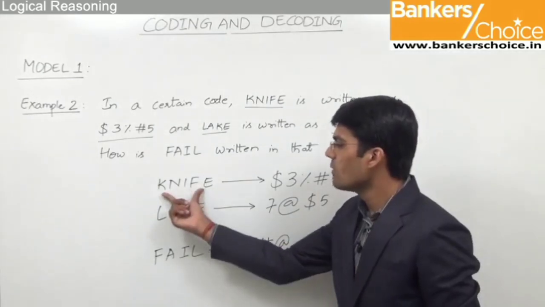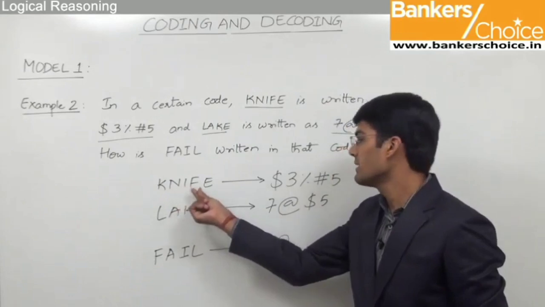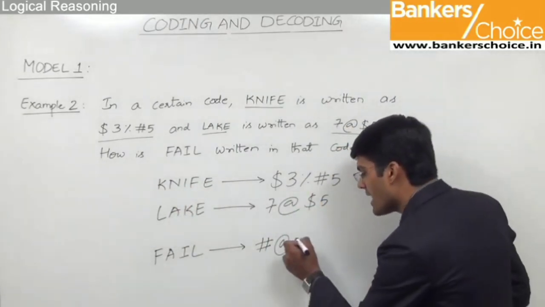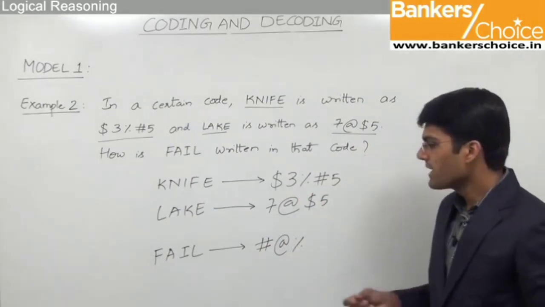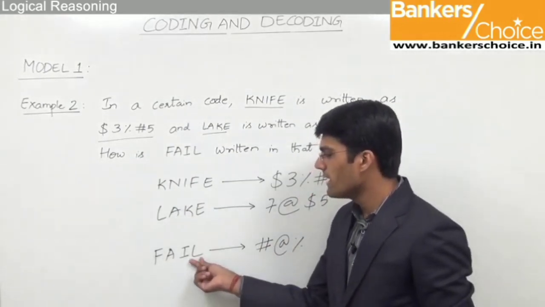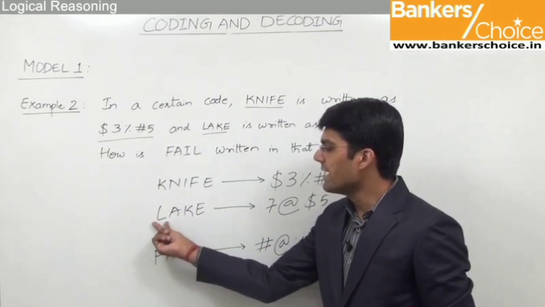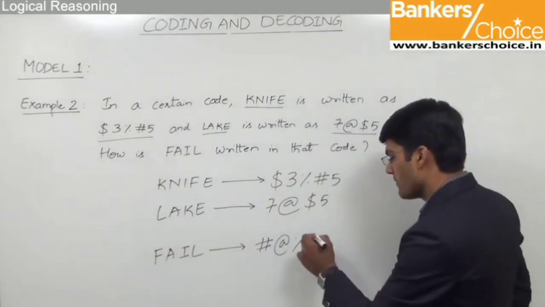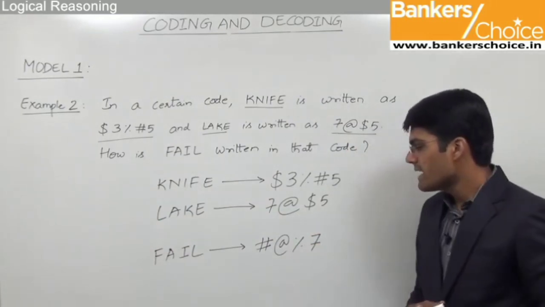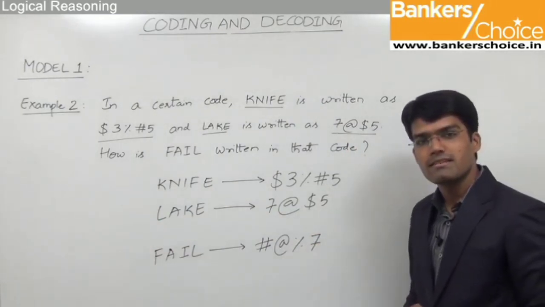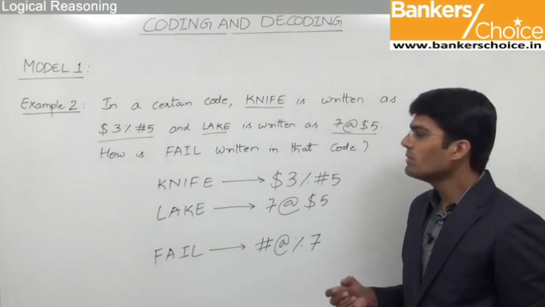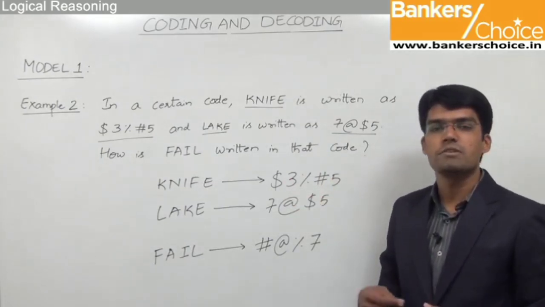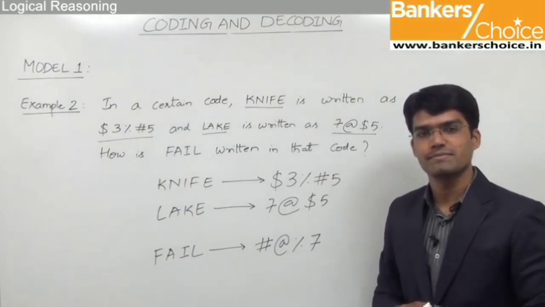I can be seen in the word knife and it is in the 3rd position, and the 3rd position on the other side is taken by percentage. So we can say that I should be taken as percentage. And the last letter L in the word fail can be seen in the word lake, that is the first letter, and here the first position is 7. So fail is coded as #@%7. So this is how you can solve this question simply by finding out the coded form of each of the letters from the given words.